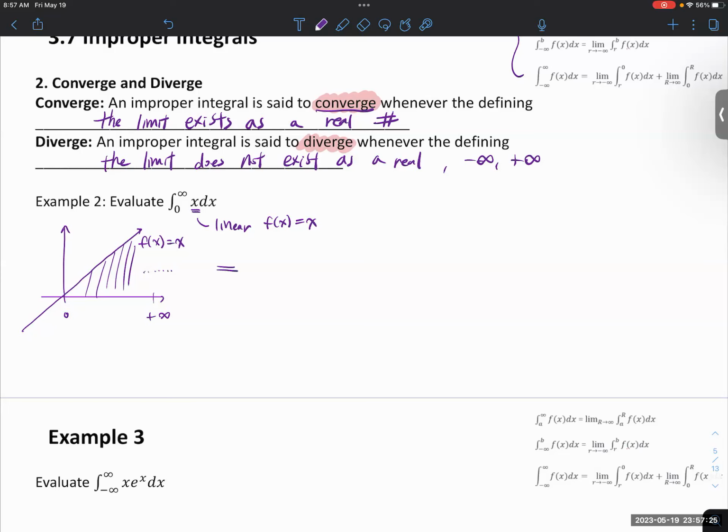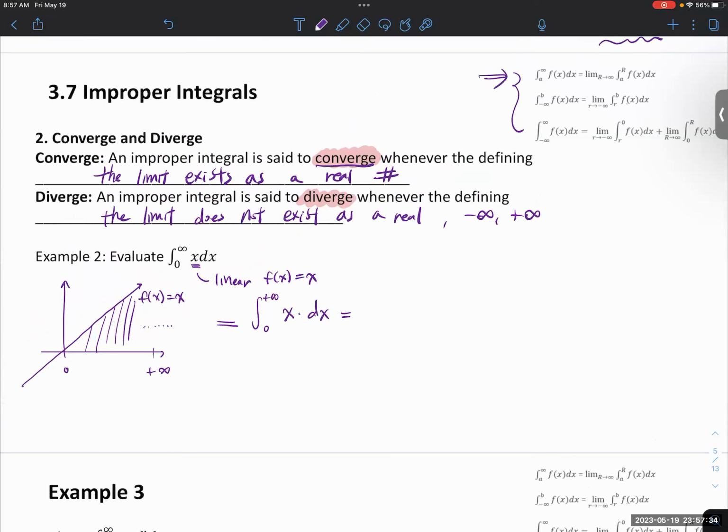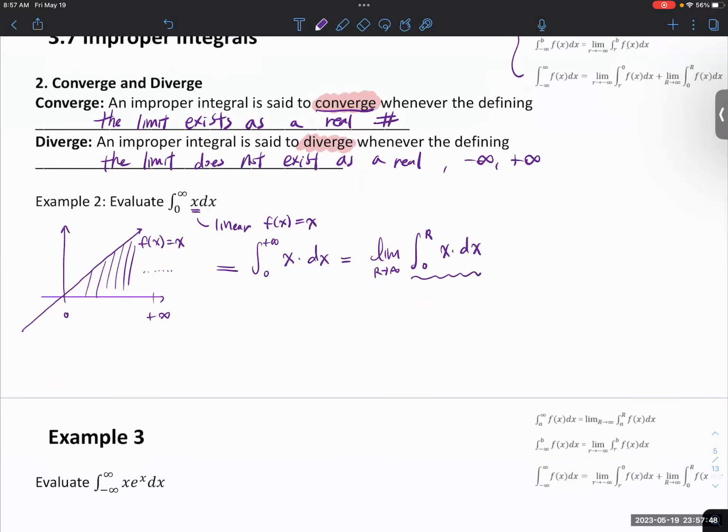So this area means the integral from 0 to positive infinity of x dx, which is the first case. So we can find the corresponding limit. Limit as r approaches infinity of the integral from 0 to r of x dx. Then we're going to take the integral. That means x to the 1 plus 1 divided by 2, from 0 to r. So this is x squared over 2 from 0 to r. So you subtract: large r minus 0.